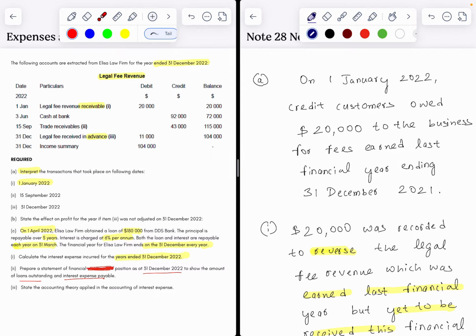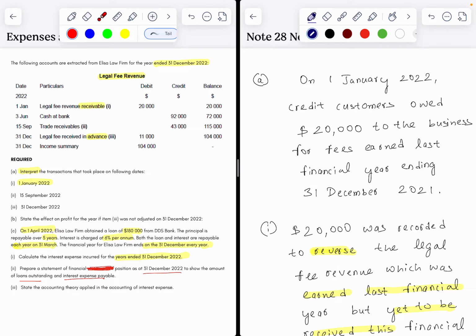and we are given the ledger account in the usual 5-column format with the date in the first column, followed by the cross-reference of accounts in the particulars column. Then we've got the columns for debit and credit amounts, and lastly the final balance column. The requirement in Part A is to interpret the transactions that took place on the various dates.